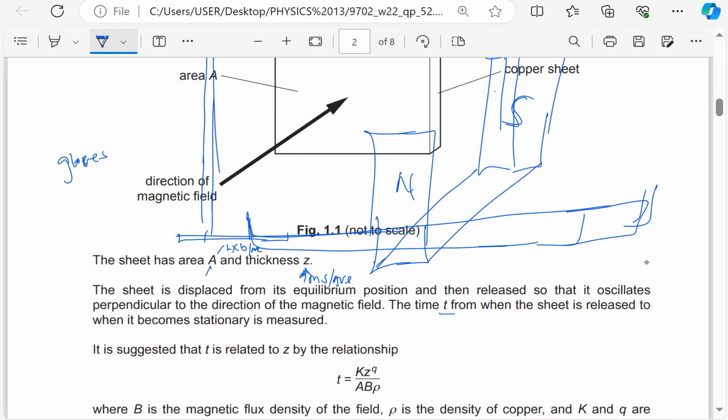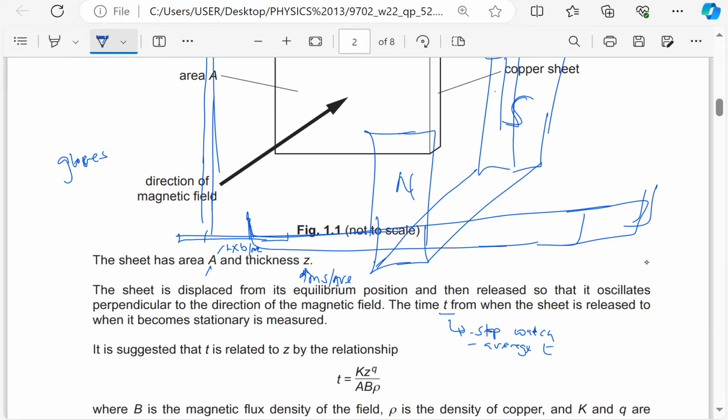So the time t when the sheet is released to when it becomes stationary is measured. So I can use a stopwatch for t. Of course, I can repeat and obtain the average. So I'll measure t using a stopwatch.